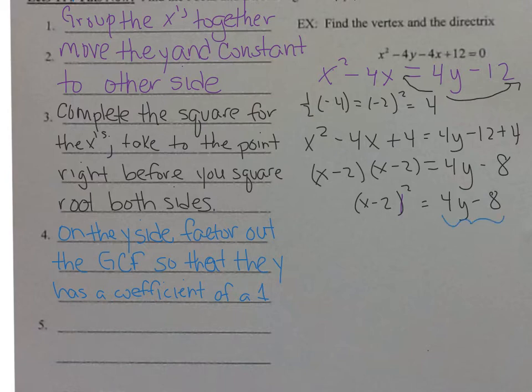All right, so let's take a look at the y side over here. So I need my y to have a coefficient of a 1. Right now it has a coefficient of a 4. I need it to be a 1. So to make that a 1, I need to factor out 4. So I have 4 times y minus 2. And that equals x minus 2 squared on the other side. So now notice that I am now in the vertex form for a parabola.